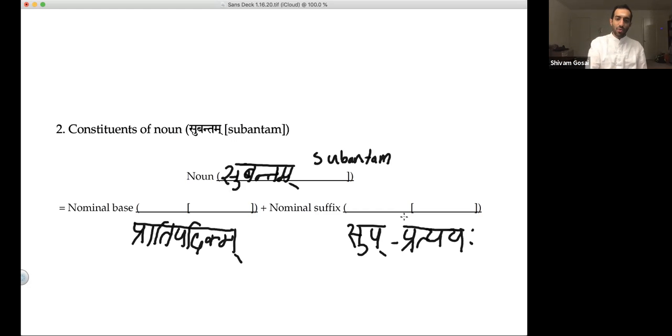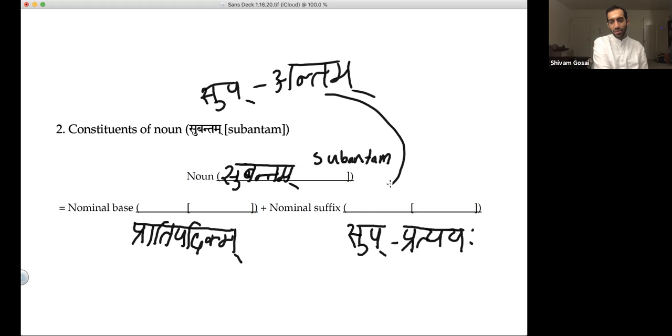Now we know why it's called subantam. Because of a sandhi rule, it should be sup antam, but it becomes subantam. Anta means ending with what? It ends with sup. Because it ends with sup, we call it a subantam. That pa becomes ba because of a sandhi rule. So that's why it's called subantam, because it always ends with that sup pratyaya.